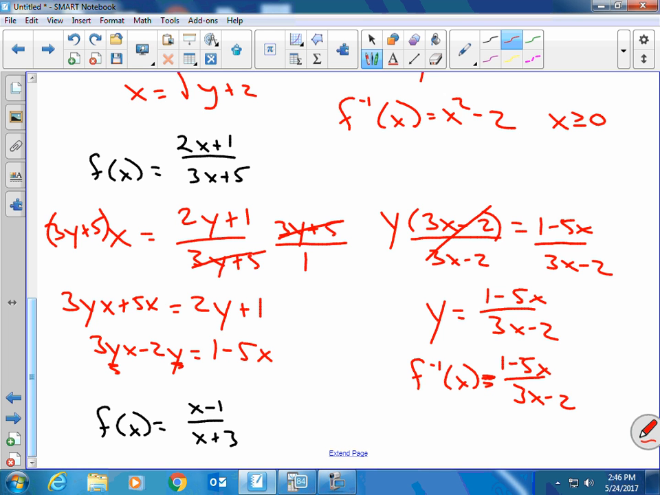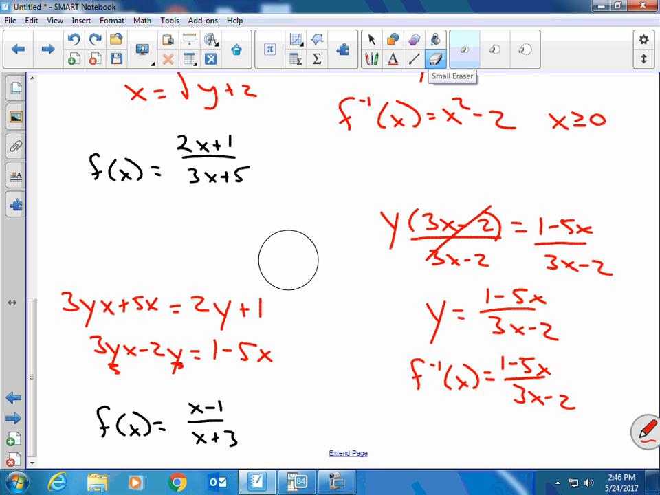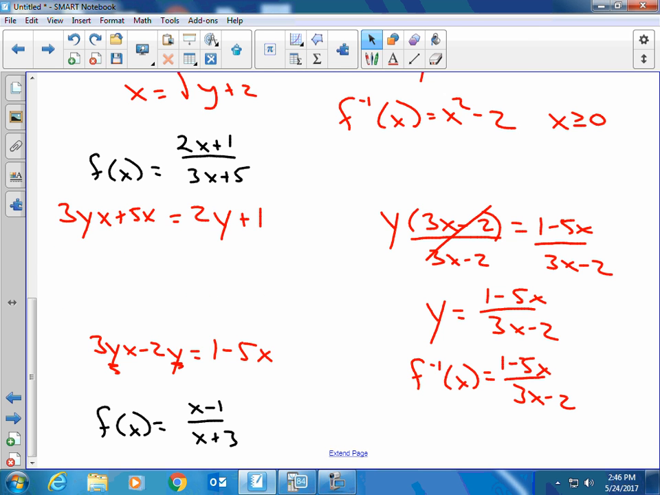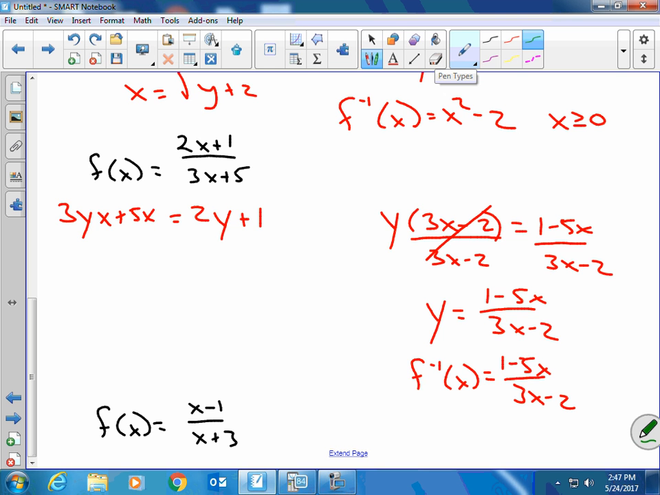Now, some of you, if you were able to cruise through and not have to wait for me, may have done it differently. You may have put the y's on the right-hand side. At this point right here, you may have said, well, I want to put the y's on the right. Do it in a different color so we can tell. So I'm going to put the 1 on the left, and I'm going to leave the 2y over here and put the 3yx on that side.